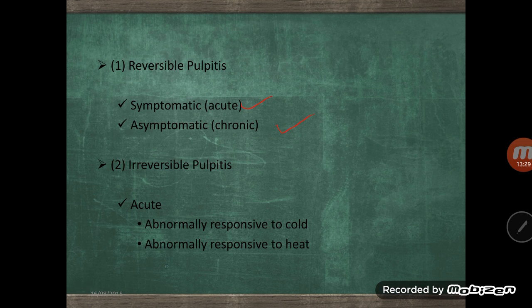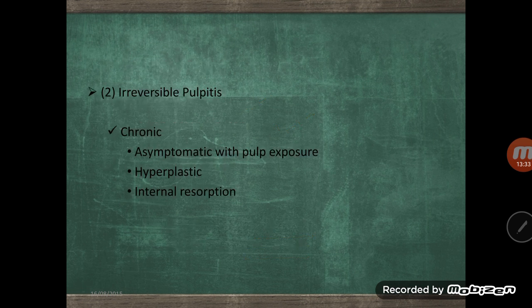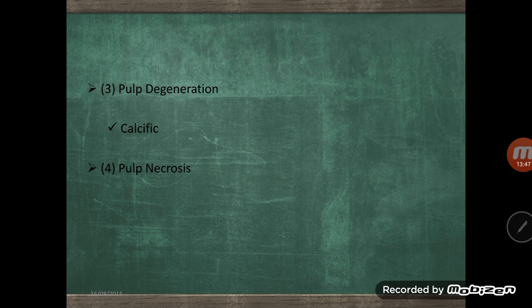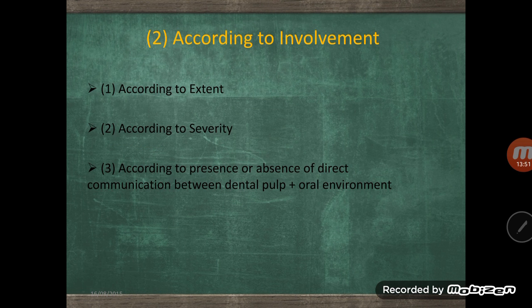Irreversible can be acute, with abnormal response to cold and abnormal response to heat. And irreversible can be chronic, that is asymptomatic with pulpal exposure, and chronic hyperplastic pulpitis, which is nothing but a pulp polyp, and internal resorption too. And pulp degeneration, that is calcifications and pulp necrosis.